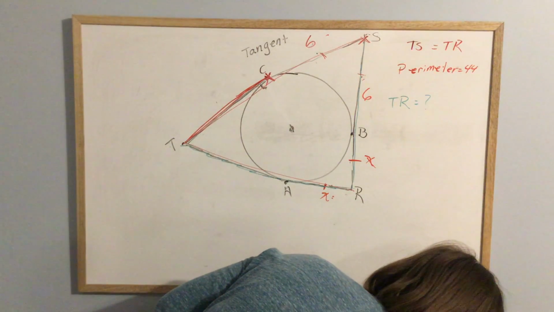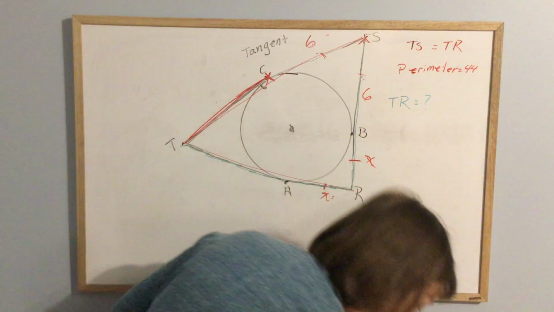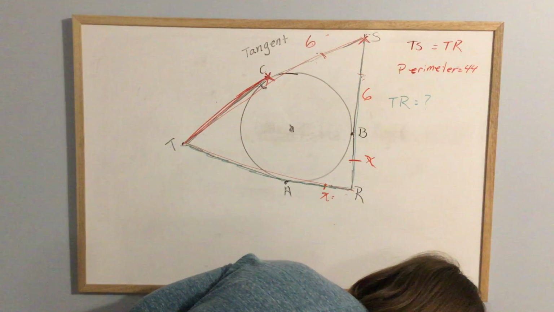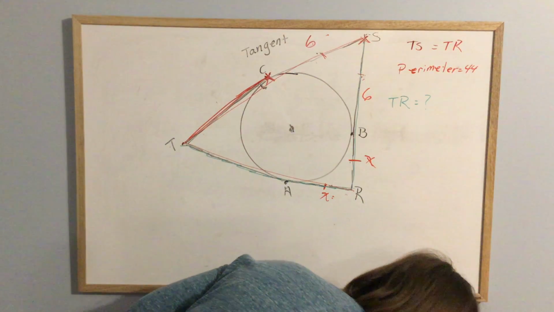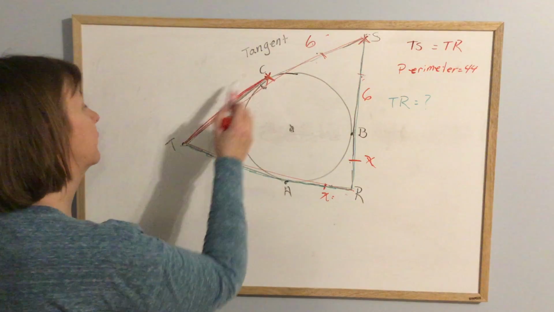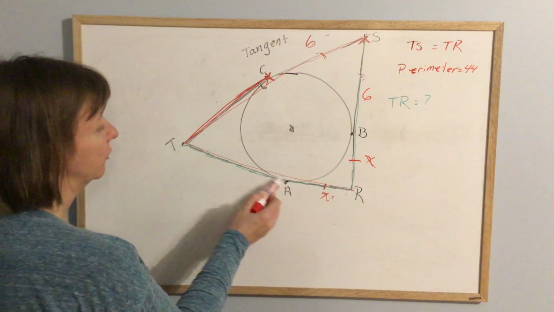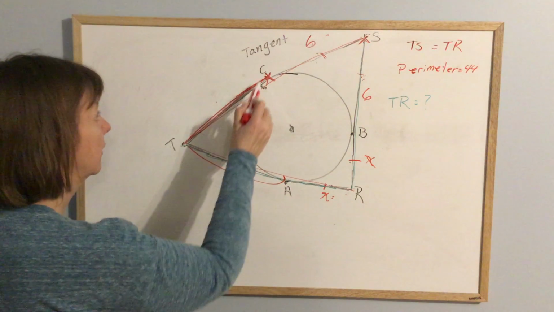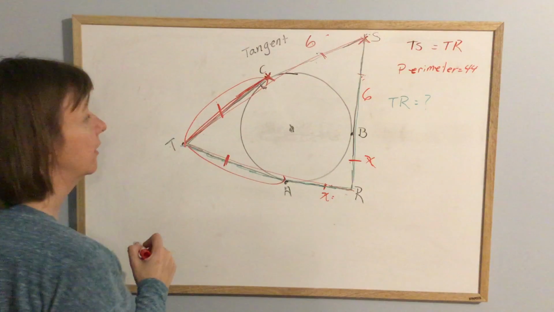They also tell us that TS is equal to TR, and we also know that this is a point of tangency out to an external point, this is a point of tangency out to the same external point. So this and this are the same. So that line and that line are the same.